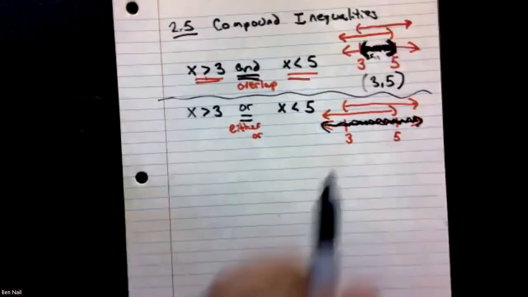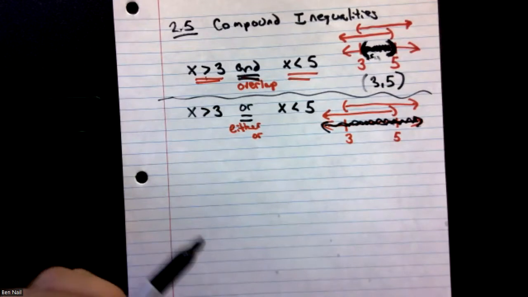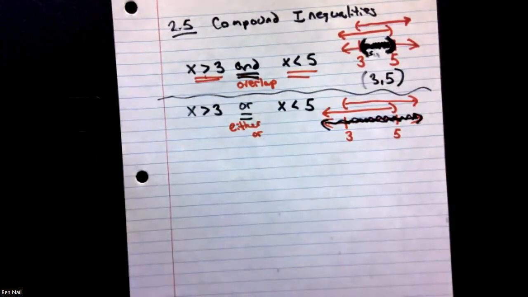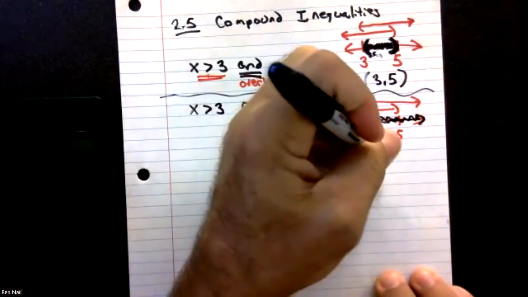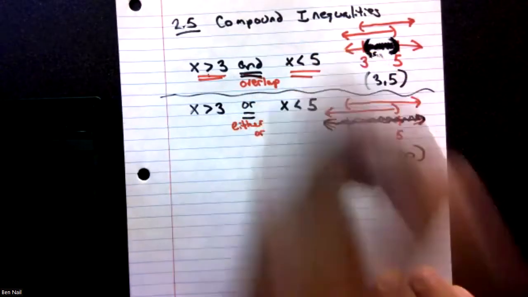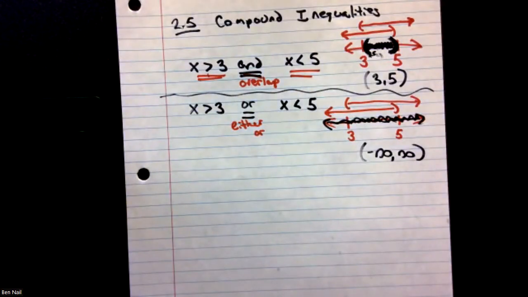So like a million is bigger than 3. -10, well, that's smaller than 5. So every conceivable number works in this situation. So our interval would say from -infinity to +infinity. That's that all real number situation. Everything will work.